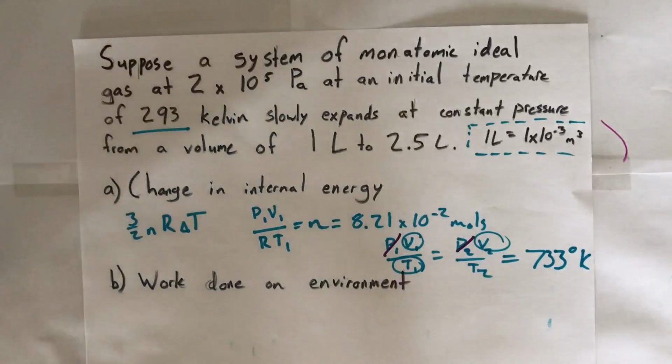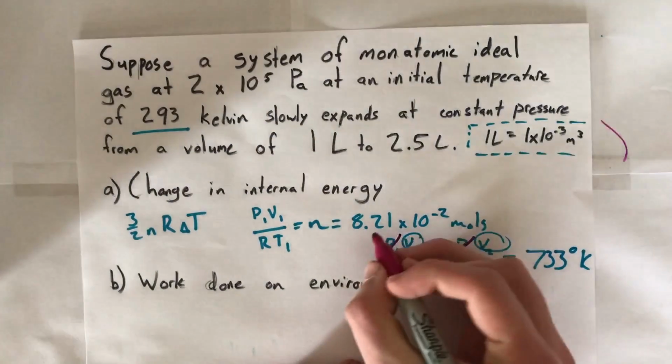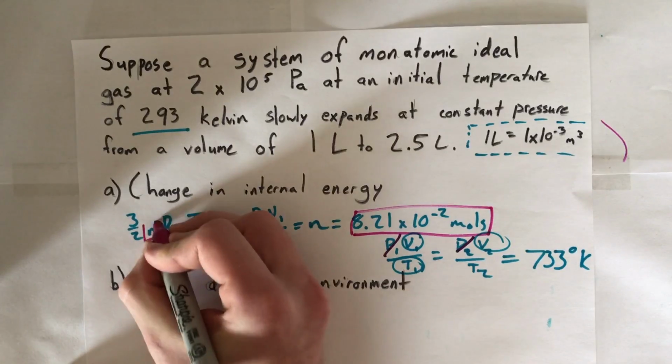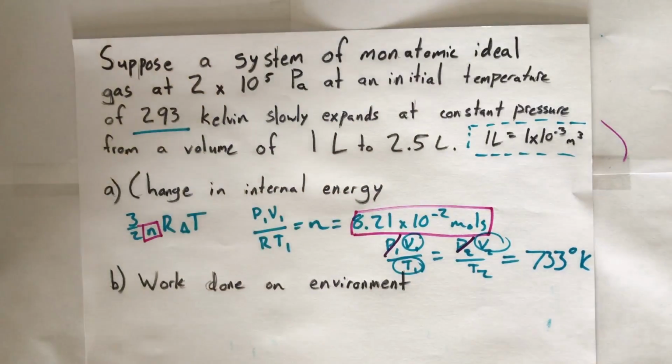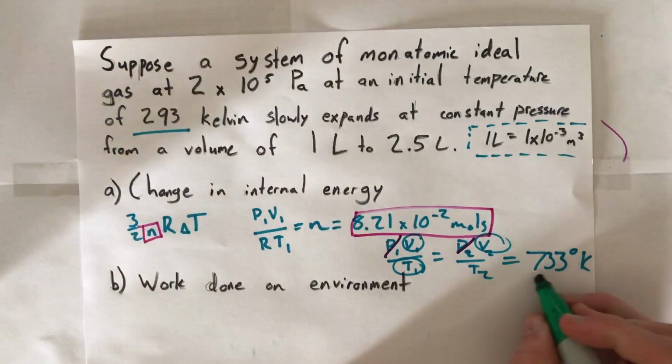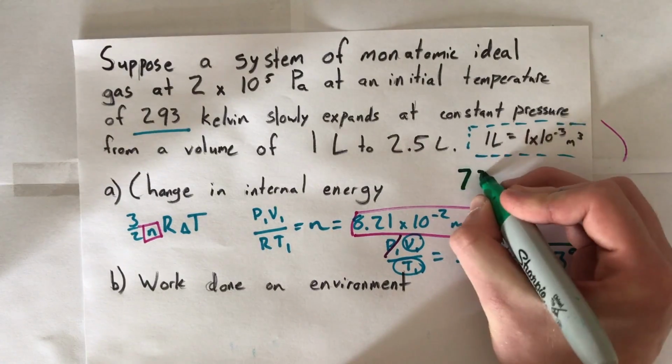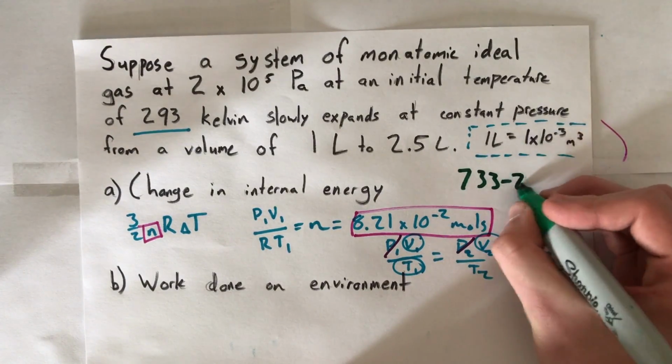Now that we have that, we are able to calculate by plugging in these values that we have. We have our moles right here, which will go right here. And then we have our temperature right here. So 733 minus 293.